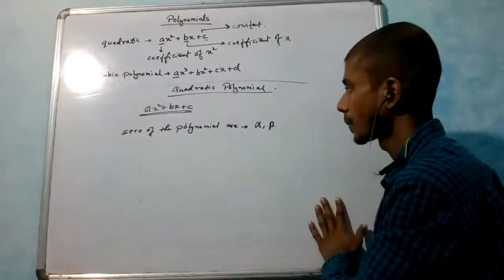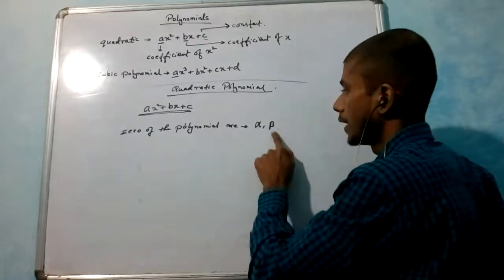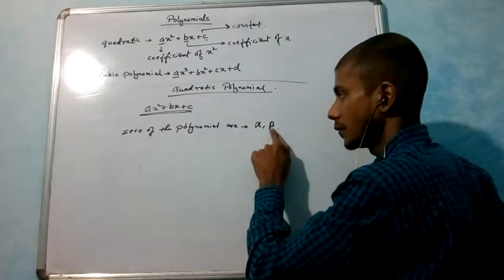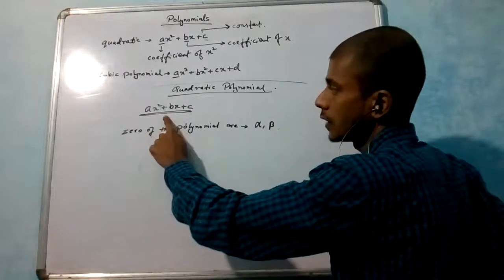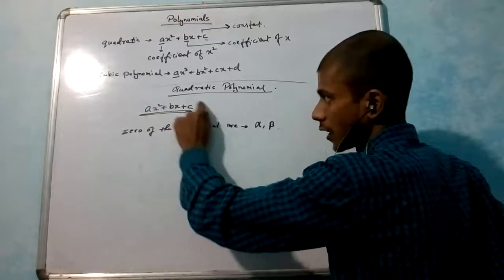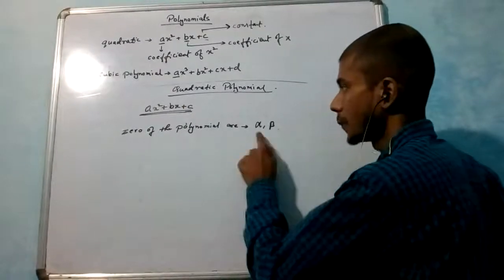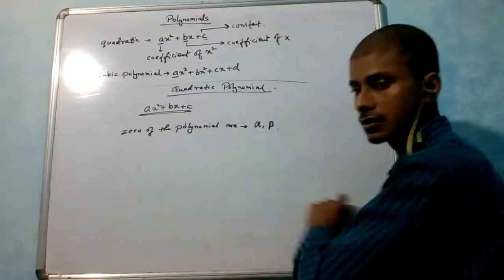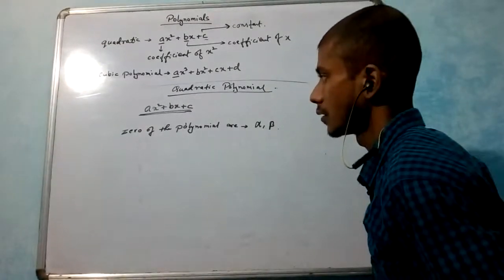Okay. And beta is just the same, another zero for this polynomial, that in place of x, when beta is substituted, again the value will be 0. Okay. So alpha and beta are the zeros of this polynomial.